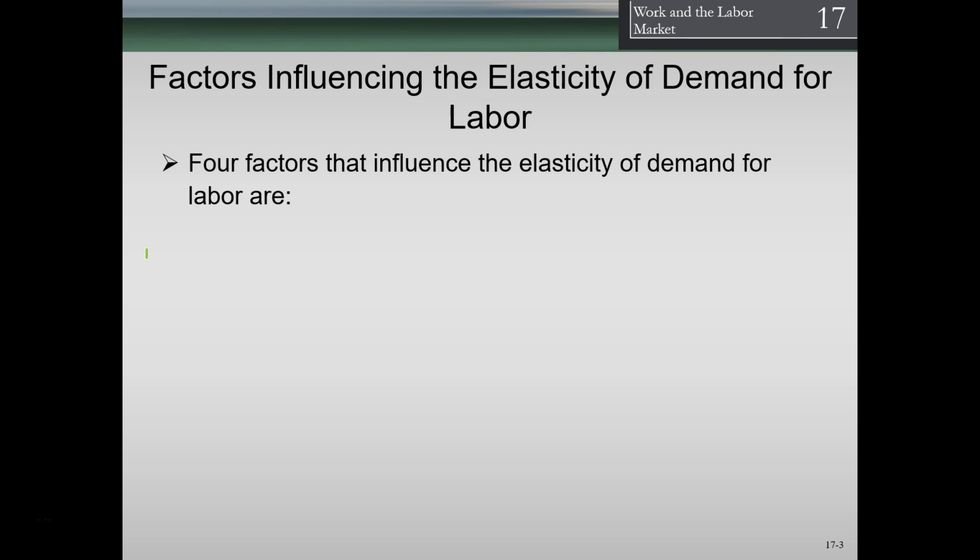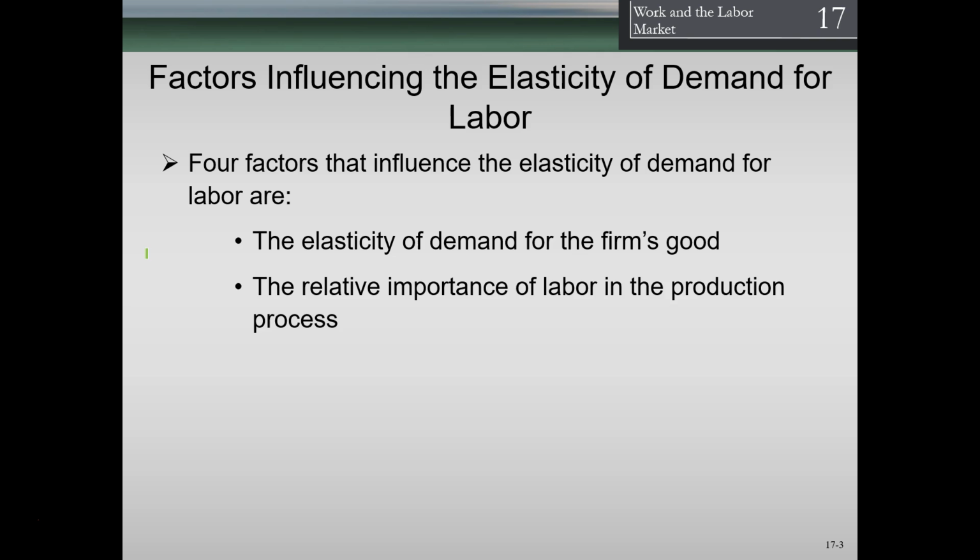So now we're going to talk about factors that influence the elasticity of the demand for labor. Remember, when we think about elasticity, we're talking about how much a change in wages will change the quantity demanded. How elastic is that relationship? How much does one change the other? Four factors that influence the elasticity of demand for labor are, first, the elasticity of demand for the firm's goods. Second, the relative importance of labor in the production process. Different types of goods will have different importance of labor in the process of production. And of course, if labor is very important, then that's going to affect the elasticity.